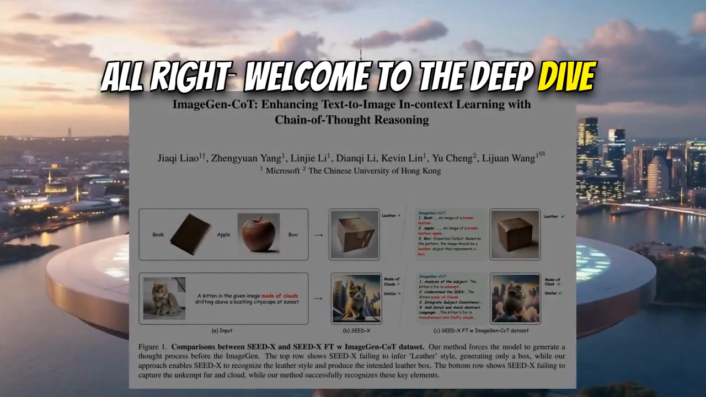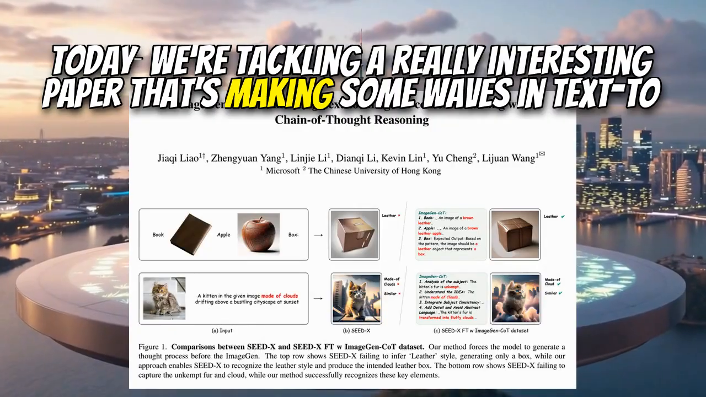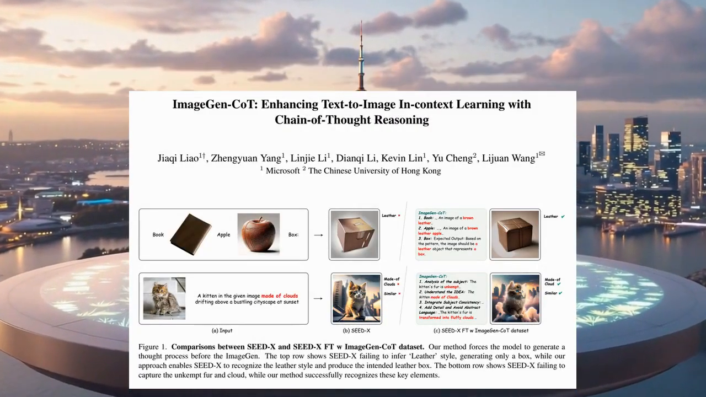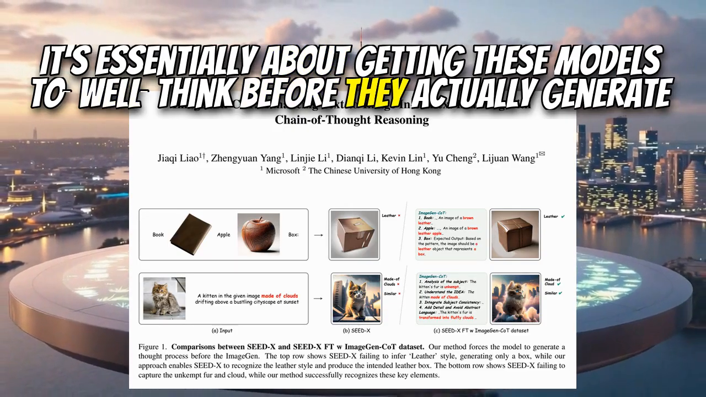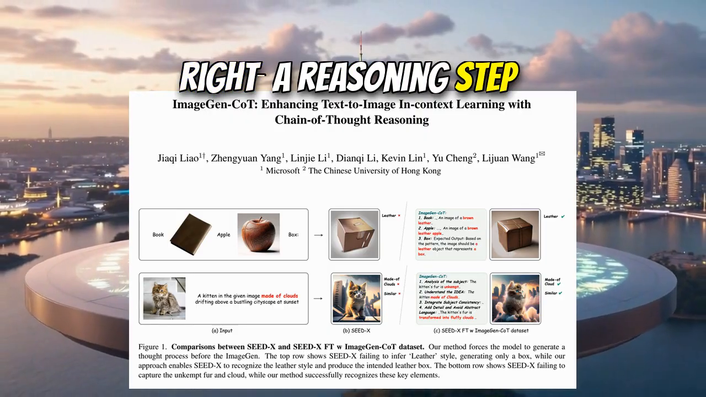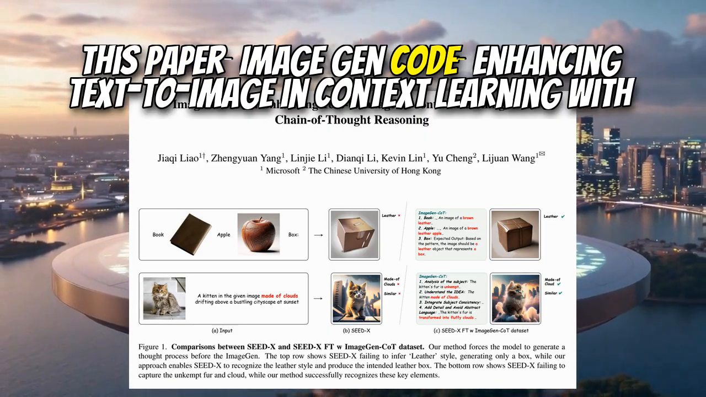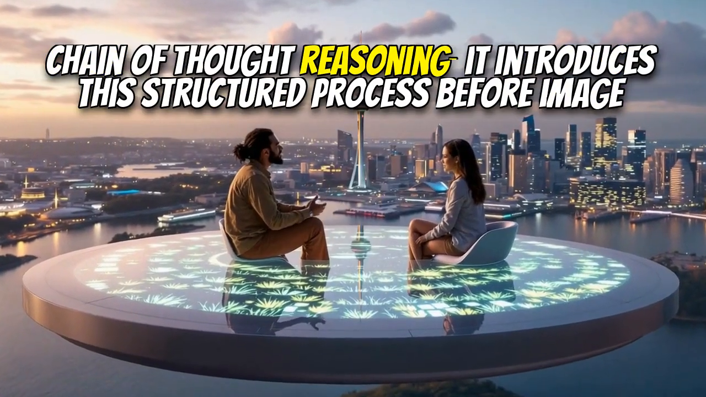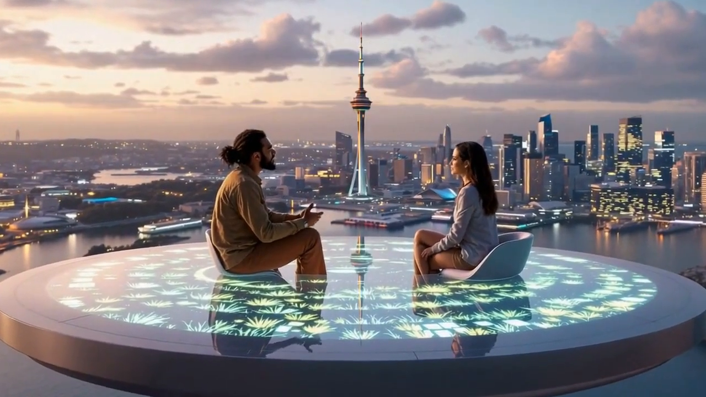All right, welcome to the deep dive. Today, we're tackling a really interesting paper that's making some waves in text-to-image generation, the core breakthrough. It's essentially about getting these models to, well, think before they actually generate an image. Right, a reasoning step. Exactly. This paper, ImageGen-CoT, enhancing text-to-image in context learning with chain-of-thought reasoning. It introduces this structured process before image creation.